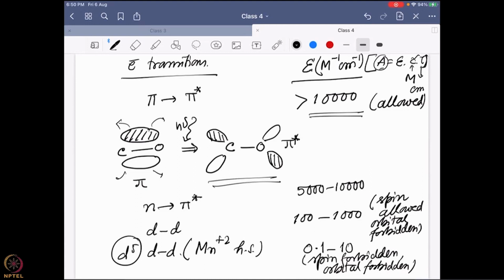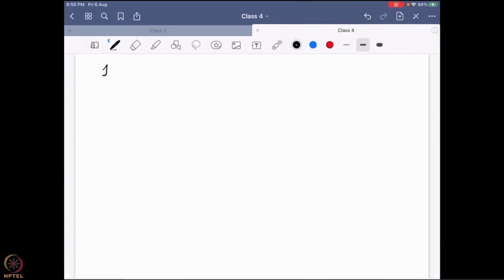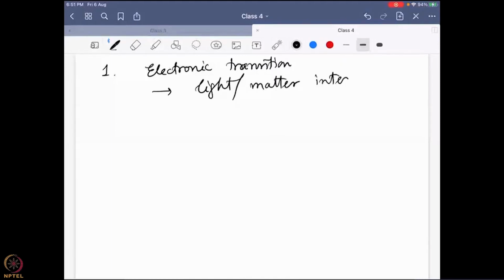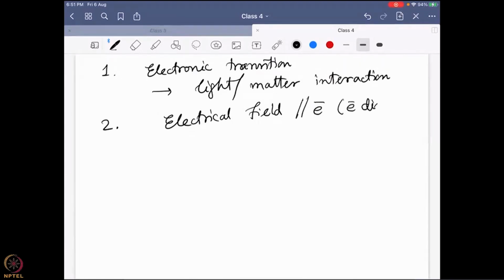So the main take-home messages for this particular class are the following. Electronic transition, when it happens in a light-matter interaction, happens mostly due to the electrical field, which is actually interacting with the electronic field created by the electron itself. So it is the electron distribution that is getting affected.